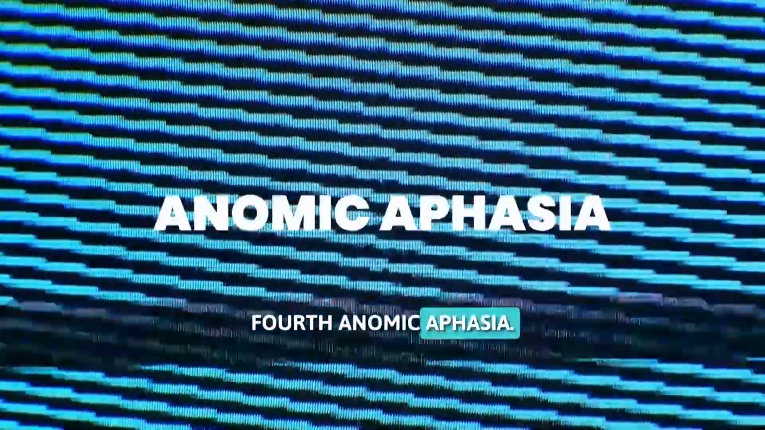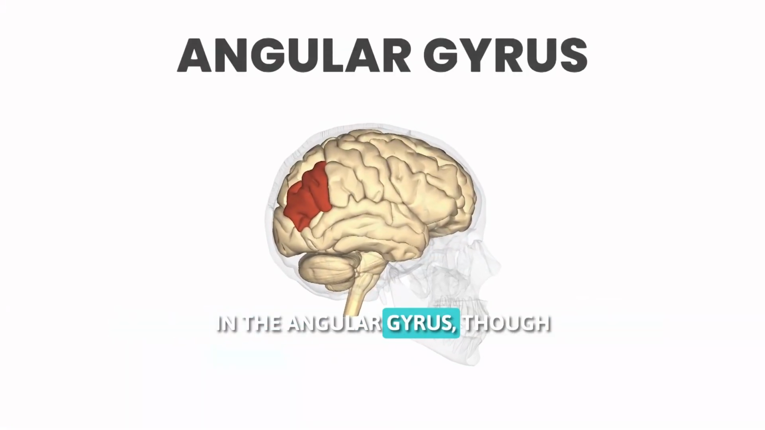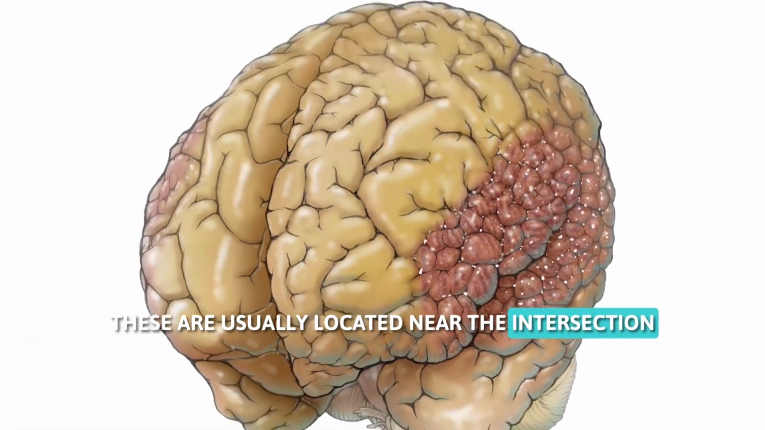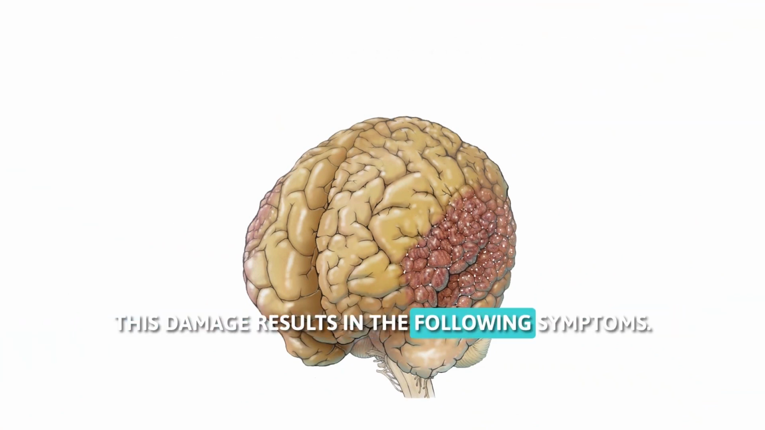Fourth, anomic aphasia. Anomic aphasia is traditionally linked to lesions in the angular gyrus, though other affected areas have been reported. These are usually located near the intersection of the superior temporal and inferior parietal lobes. This damage results in the following symptoms.